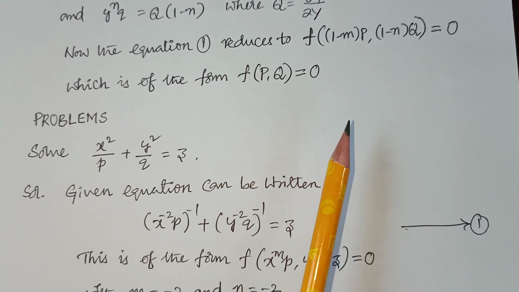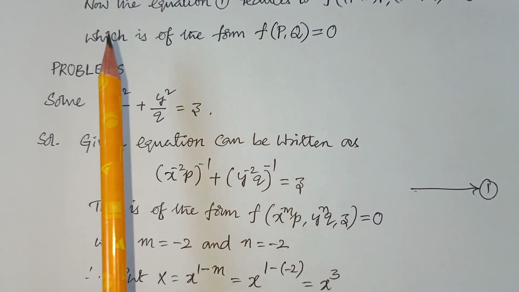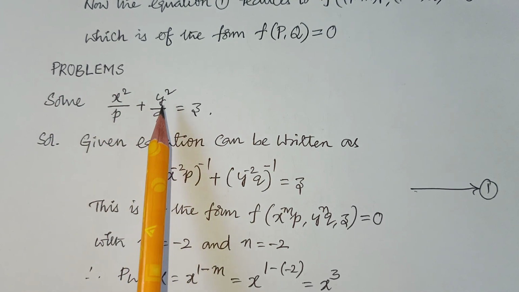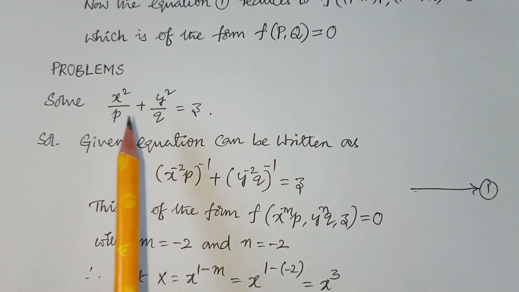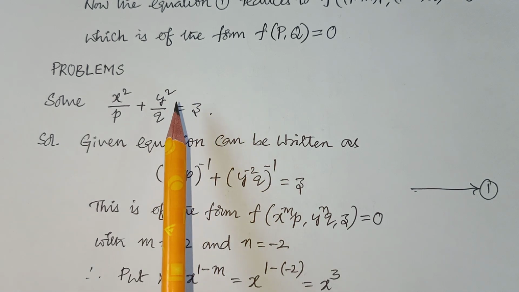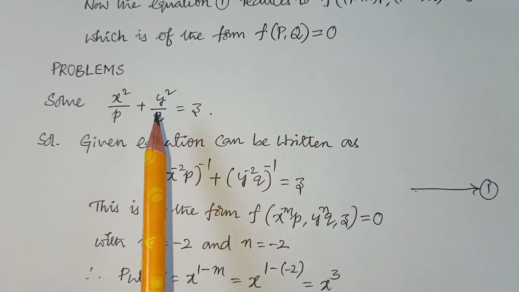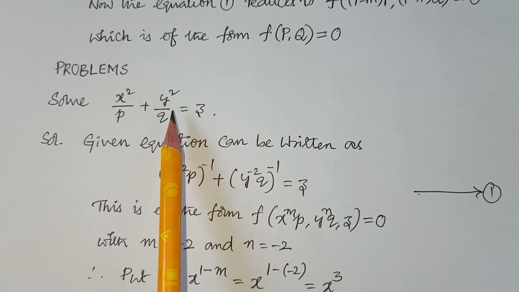Now let us solve one problem. Solve x squared by p plus y squared by q is equal to z. This does not belong to any one of the standard forms. You can observe that it contains all the variables x, y, z, p, q, so it doesn't belong to any of the standard types.